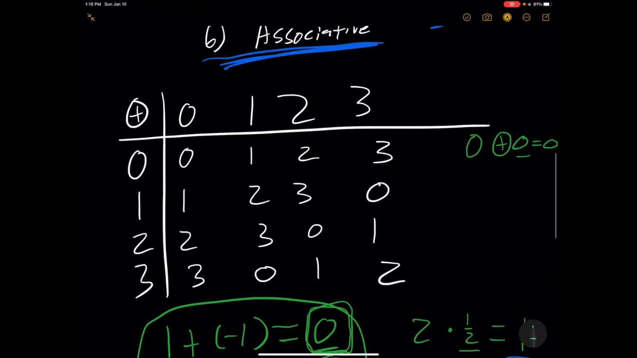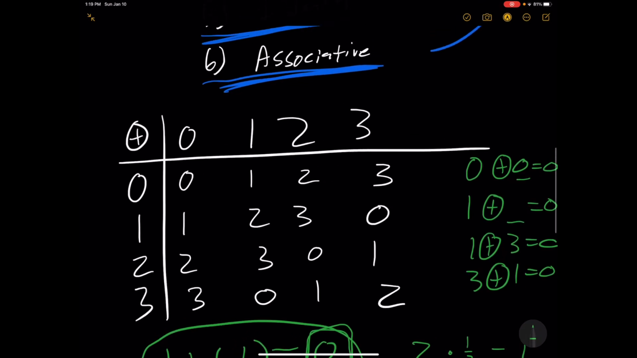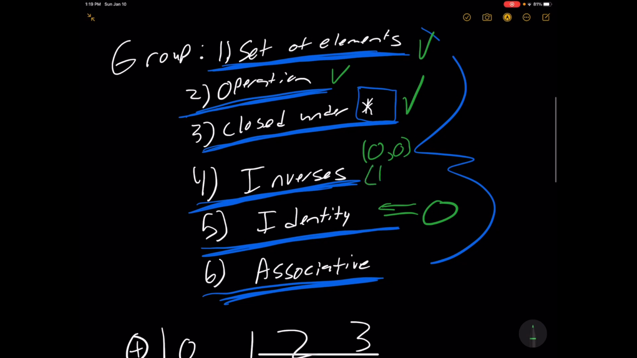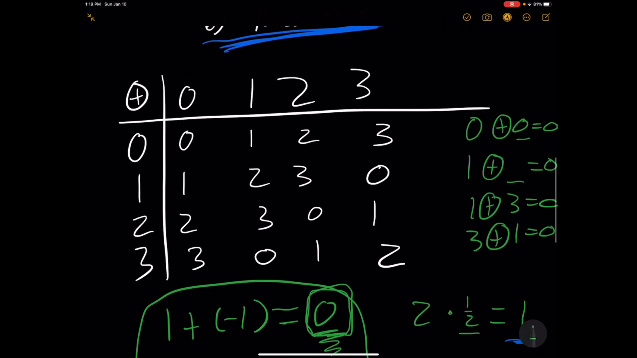Now let's look at 1. Where is it true that 1 plus sign something equals 0? Well, 1 plus sign 3 equals 0. And 3 plus sign 1 equals 0. So we have in our new operation that 1 plus sign 3 equals 0, 3 plus sign 1 equals 0. They both give you the identity. So we have that they are inverses of each other. 1 and 3 are inverses of each other.